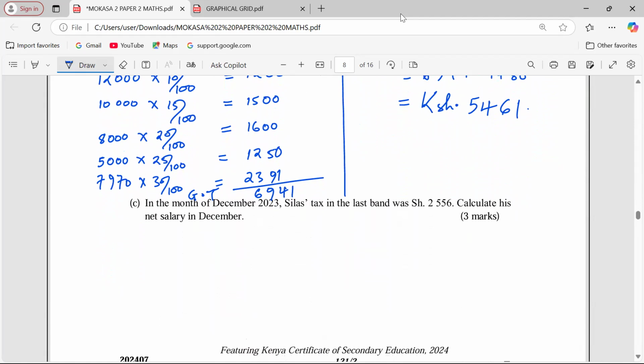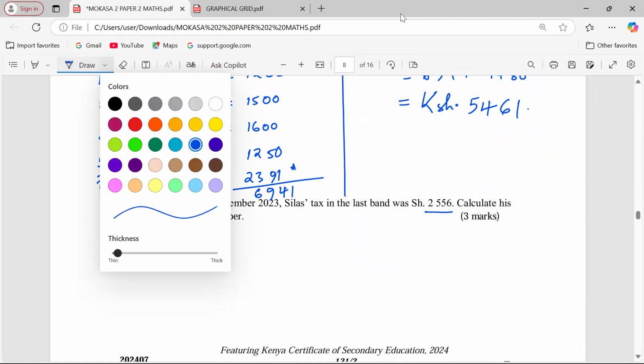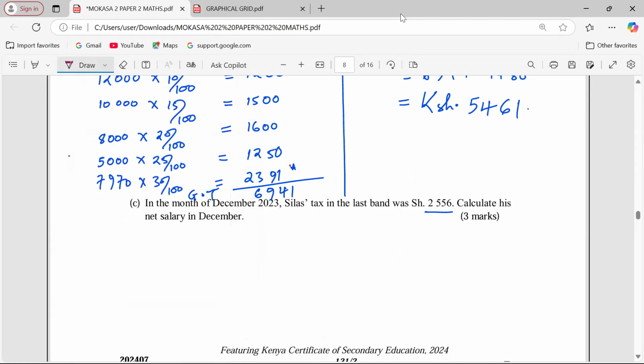In the month of December 2023, Silas' tax in the last band was 2556 Kenya shillings. Calculate his net salary in December. Therefore, the tax in the last band is changing. In November we had 2391, but now we are told in December the tax became 2556, which means the salary had changed. That's why in the last band we had a bigger salary than previous. Yeah, we had a bigger tax than previous.